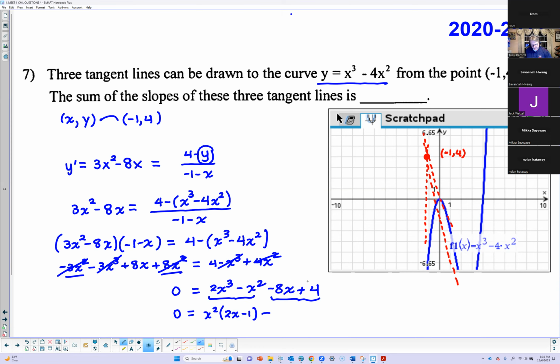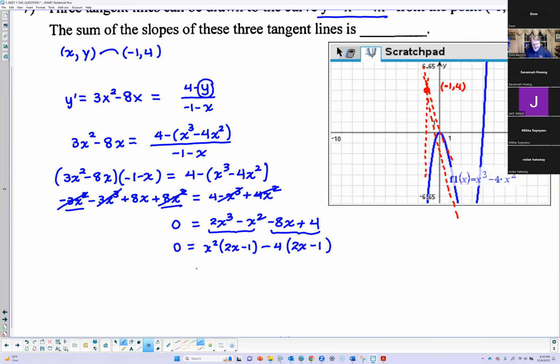minus, what's the common factor there? It's a 4, isn't it? And we're left with 2x. Oh, that's a plus. No, it isn't. Because we have a parenthesis grouping symbol here, that plus gets to change to a minus, doesn't it? Because a negative times a negative is a positive. Now you guys can factor out the 2x minus 1. You've got an x squared minus 4.